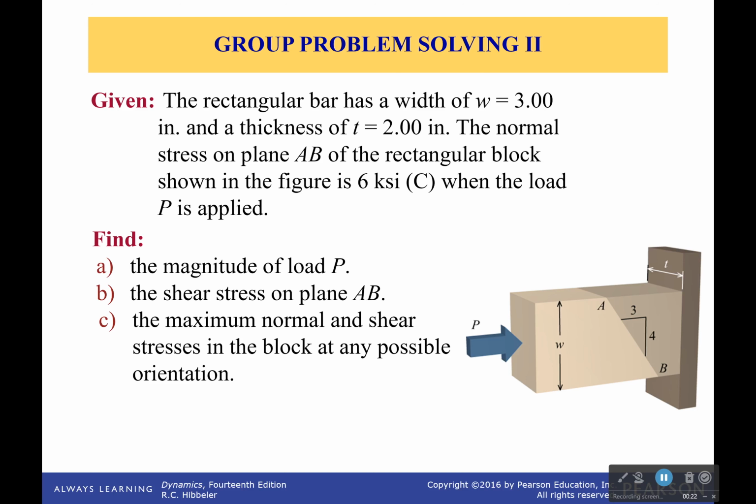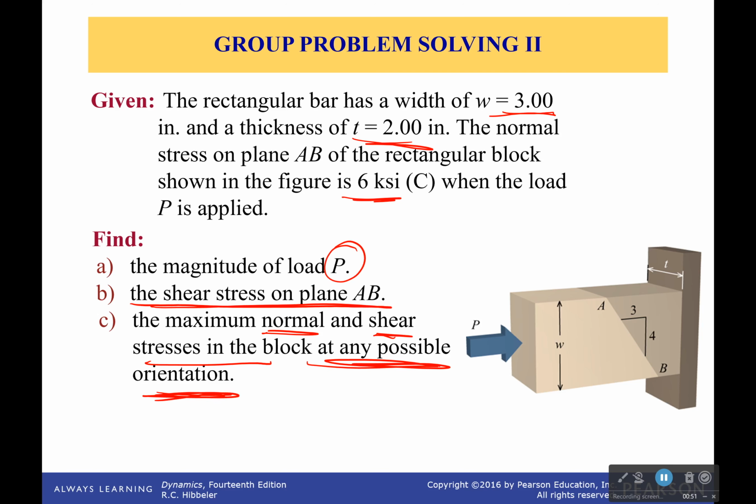So, this rectangular bar has a width of 3 inches and a thickness of 2 inches. The normal stress on the plane AB of the rectangular block shown is 6 KSI when that load P is applied. Okay, so what we want to find is, first off, what is the magnitude of load P? Then, what is the shear stress on plane AB? And finally, the maximum normal and shear stresses in the block at any possible orientation.